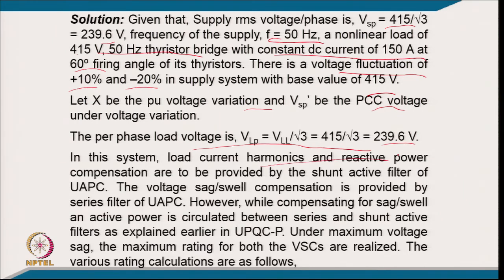So, in this system, load current harmonics and reactive power compensation are to be provided by the shunt active filter of the universal active power conditioner, and voltage sag/swell compensation is provided by the series active filter. However, while compensating for voltage sag/swell, active power is circulated between the series and shunt active filter as explained earlier. Under the maximum voltage sag, the maximum rating of both VSCs is realized, and the various calculations are as follows.